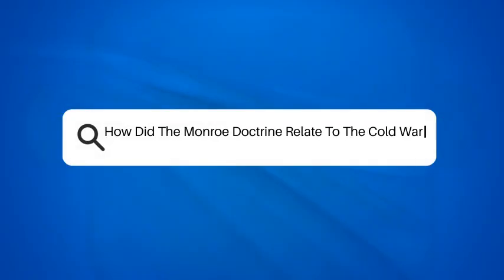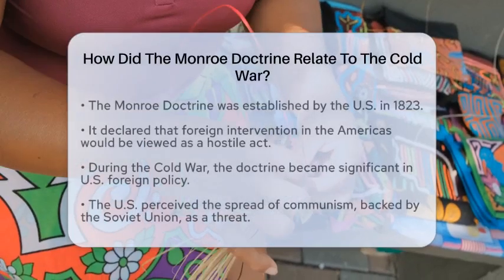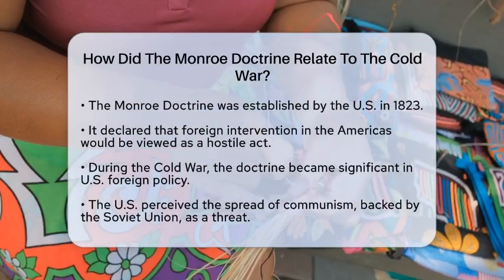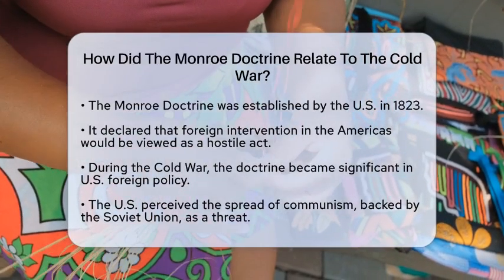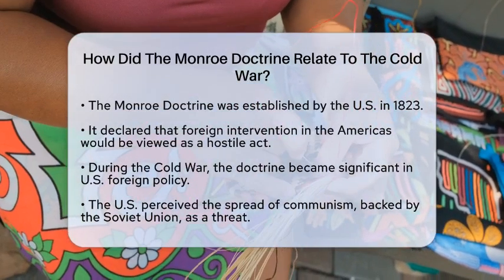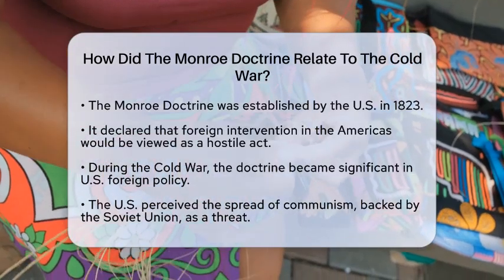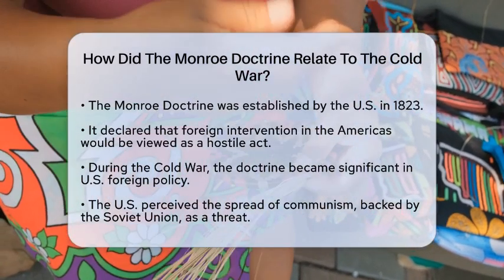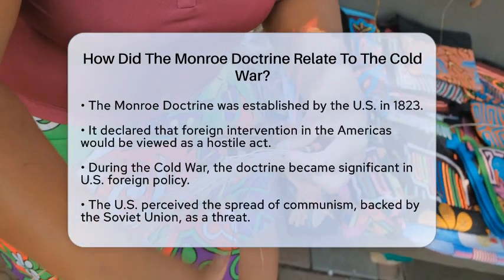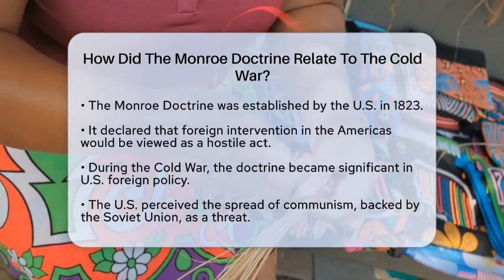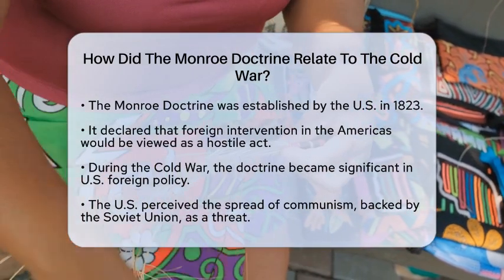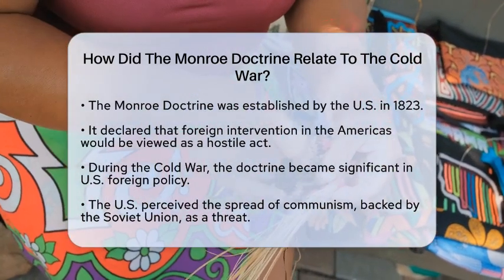How did the Monroe Doctrine relate to the Cold War? Have you ever wondered how a policy from the early 19th century could shape the political climate of Latin America during the Cold War? The Monroe Doctrine was introduced by the United States in 1823. It stated that any foreign intervention in the Americas would be seen as a hostile act against the United States. Fast forward to the Cold War, and this doctrine took on a new life, especially concerning Latin America.